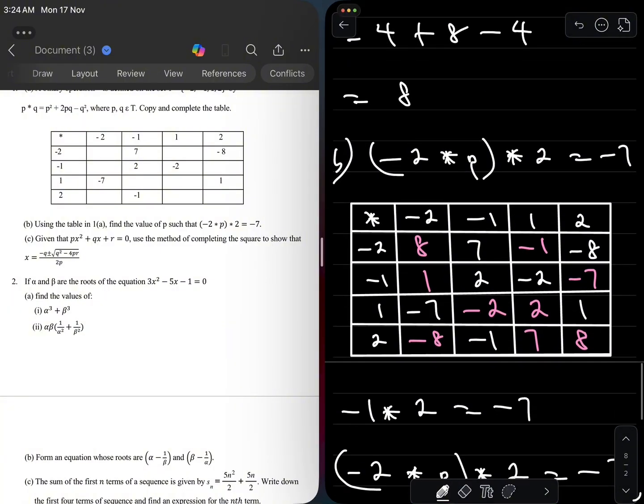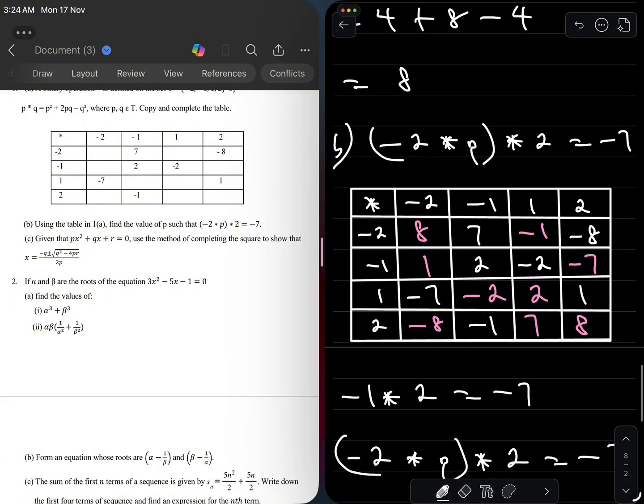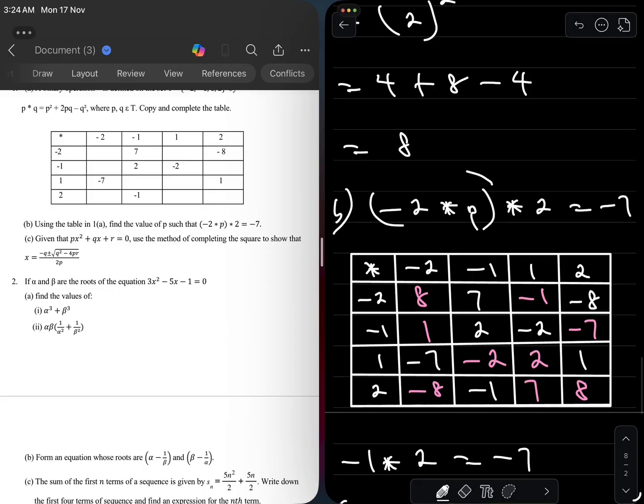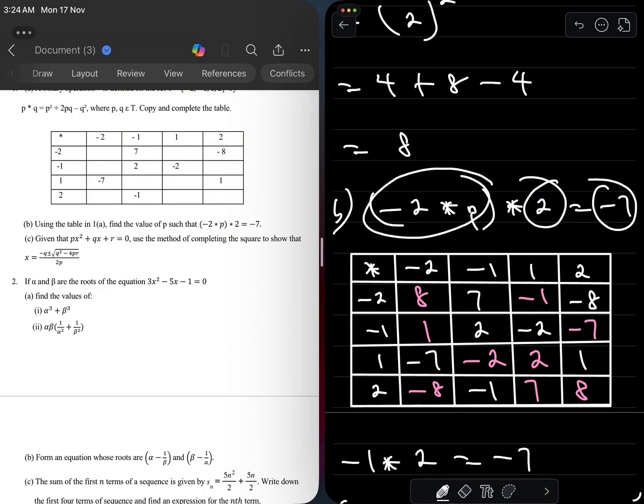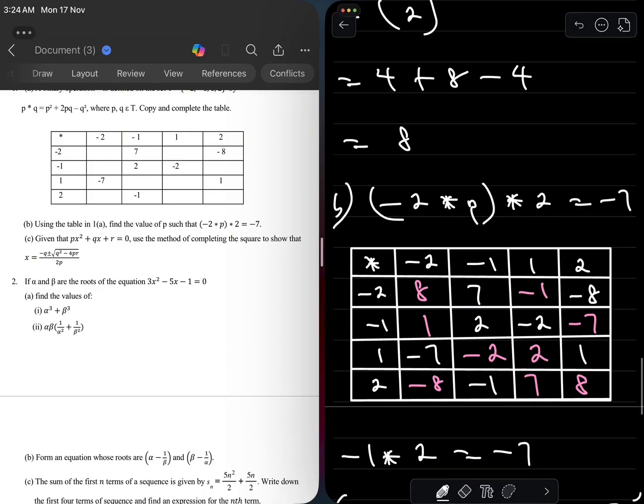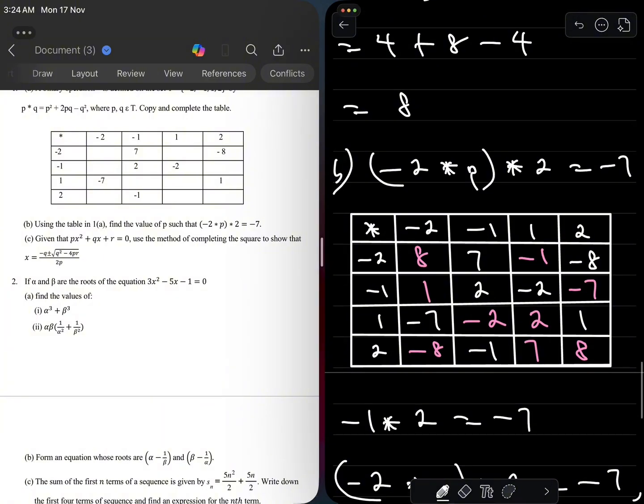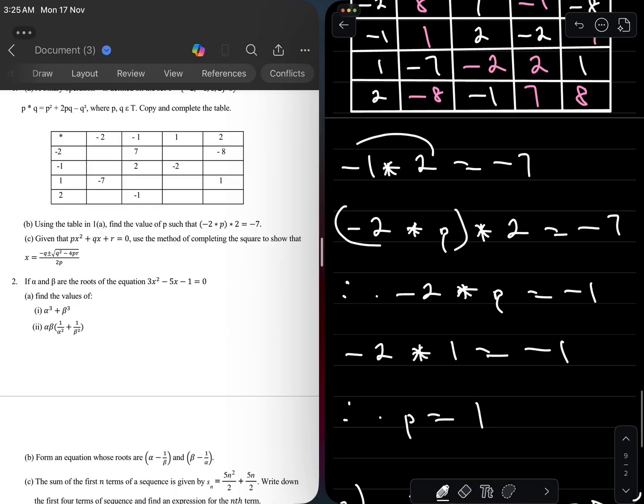Now let's see. I need to check this again to be sure. Minus 2 times p times 2 is equal to minus 7. That means, what do we combine with 2 to get minus 7? Minus 1 times 2 is equal to minus 7. Oh, that's correct.